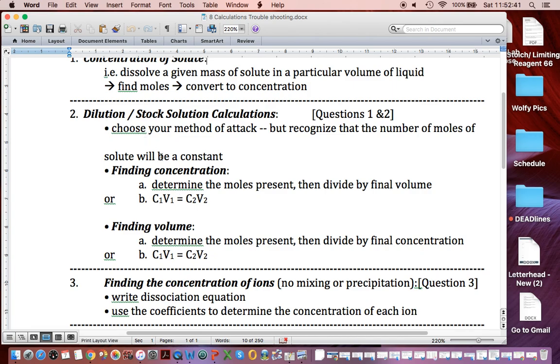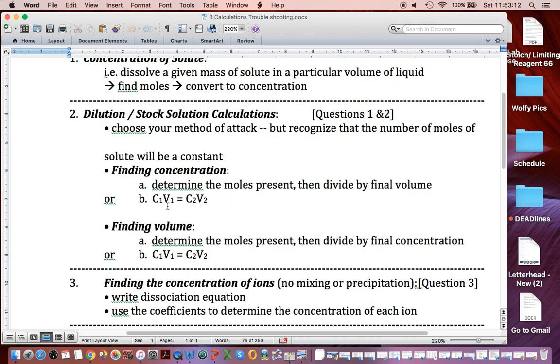It's the old dilution stock solution calculations. We have the C1V1 equals C2V2. And so what that means is, we know C times V is moles, so moles are conserved. So let's say we're starting with a stock solution, and so we'd have a small volume of a high concentration, and we up the volume, our concentration is going to go down. Concentration and volume of solution are inversely related.